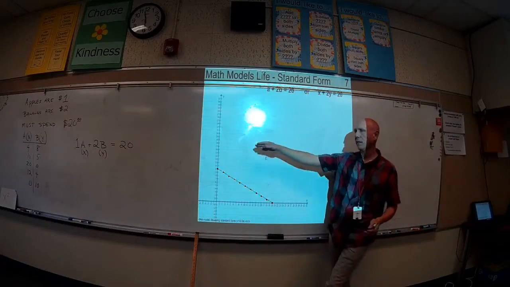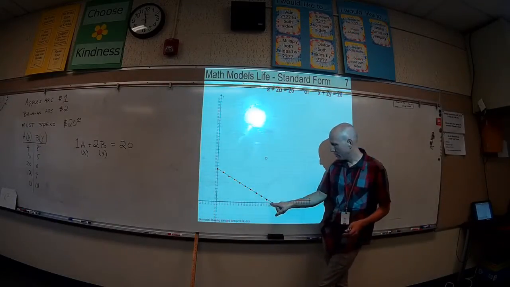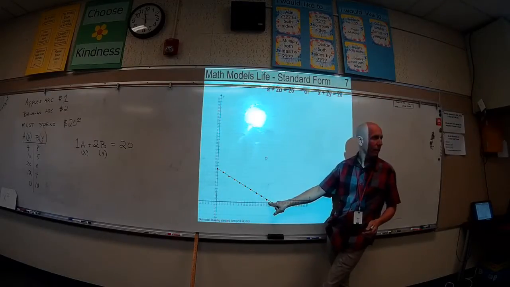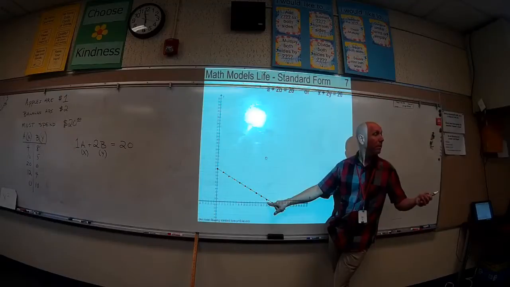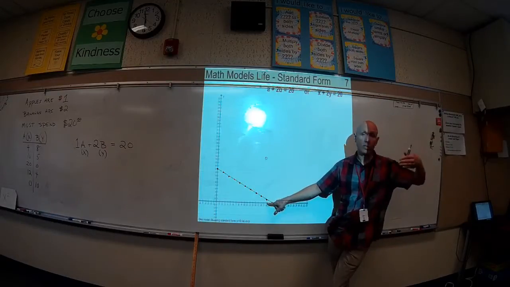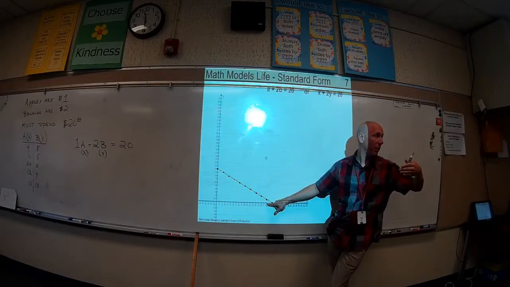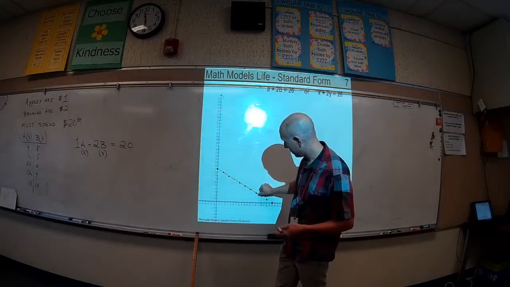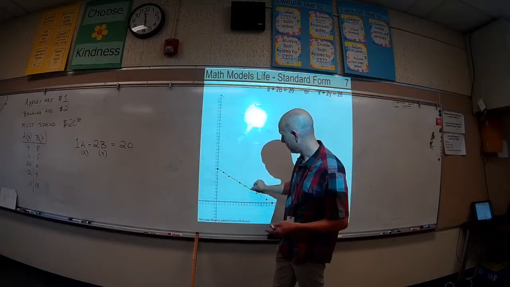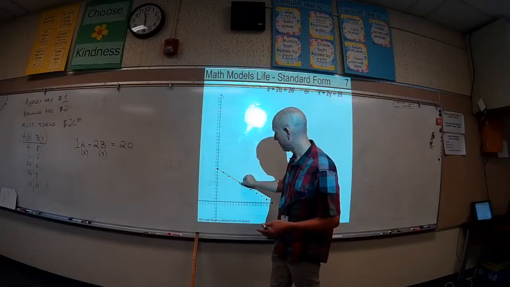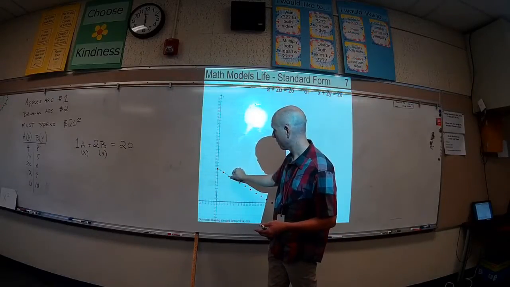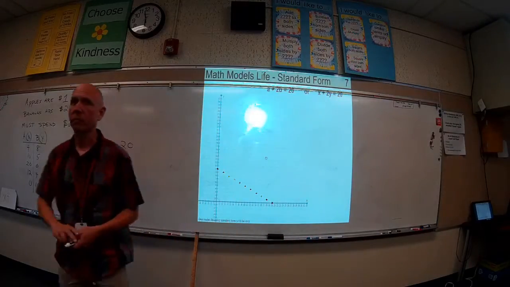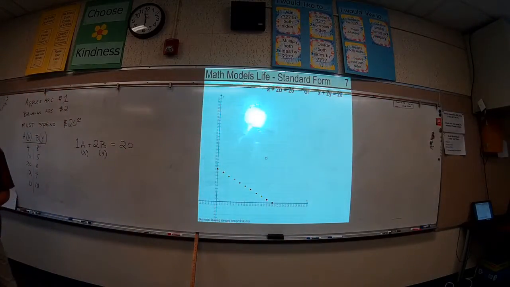We modeled it, we graphed it. Is this a possibility right here? No. Why not? Let's say that there's a sign there that says you can't buy half of a banana. So no, these points, that line doesn't exist. That's what you're looking at. Those are the possible solutions.